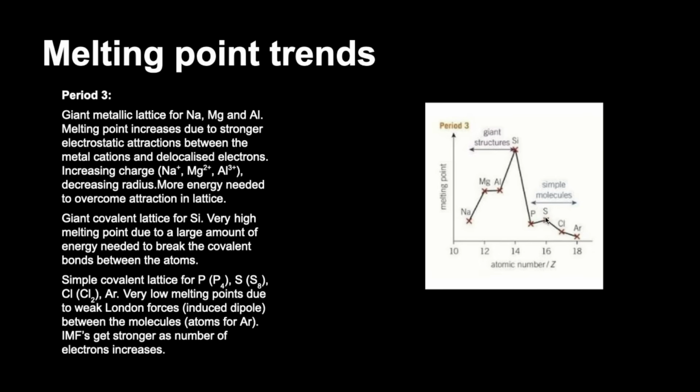Do not talk about breaking covalent bonds, that's not what's happening in these things. So phosphorus P4, sulfur S8, more electrons in sulfur, so therefore it has a higher melting point. Chlorine's only Cl2, so you can see the melting point dropped quite a bit there, and argon's just Ar, so it's very, very low there.